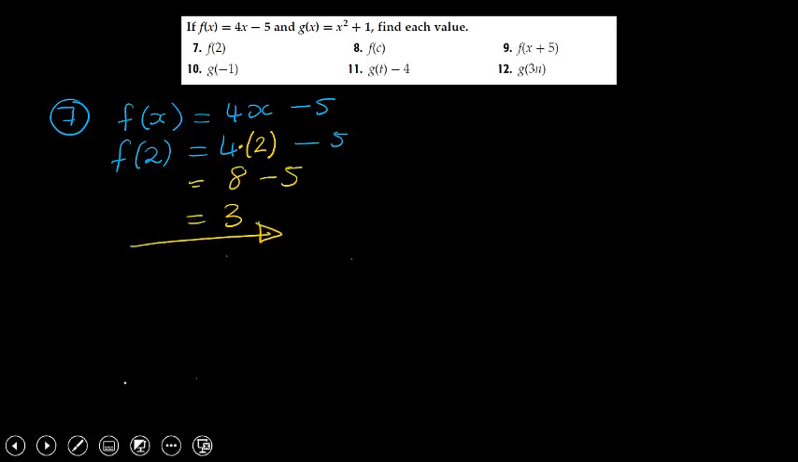Guided practice. For guided practice, you are going to pause, practice and try the exercise by yourself, press play, and then come and check your answer against mine. Question 7. f of x equals 4x minus 5. What is the function of 2? I'm substituting x is 2. So 4 times 2 is 8, minus 5 equals 3. This is the answer for question 7.